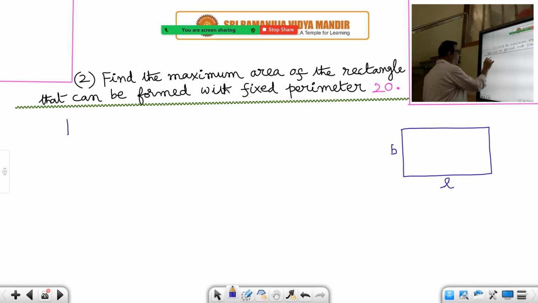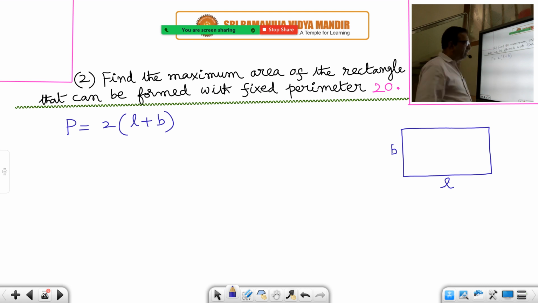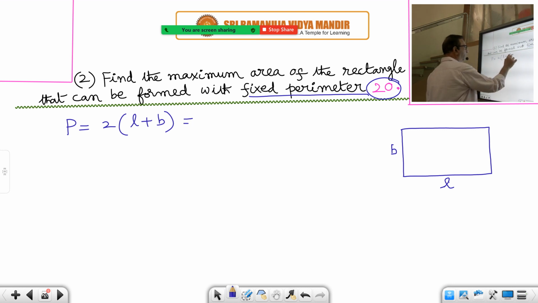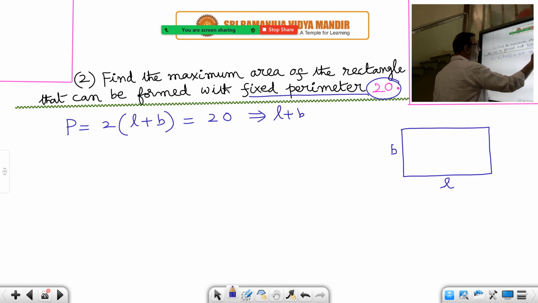So what is the perimeter P? If the length is L and breadth is B, what is the perimeter? Prabhas, please tell me. 2 into L plus 2 into B. Is it not? 2 times length plus 2 times breadth. That is the perimeter. And that perimeter is given in the problem, and that perimeter is fixed also. So we have to equate it to 20. So that dividing by 2 you get L plus B is equal to 10.